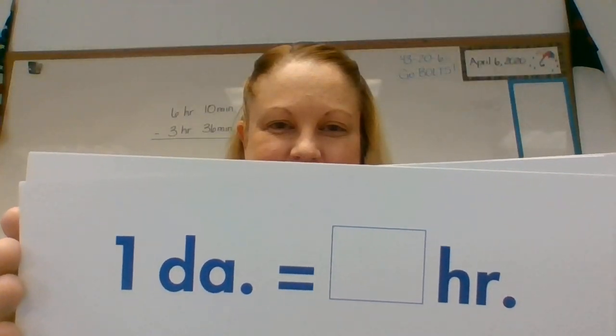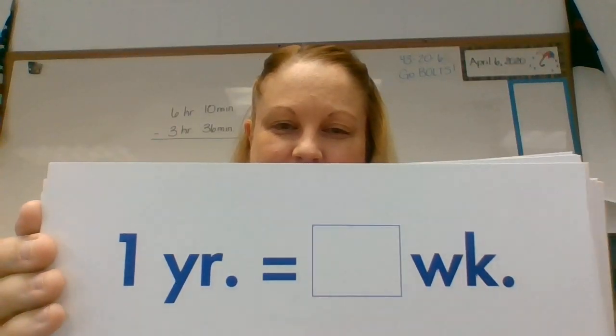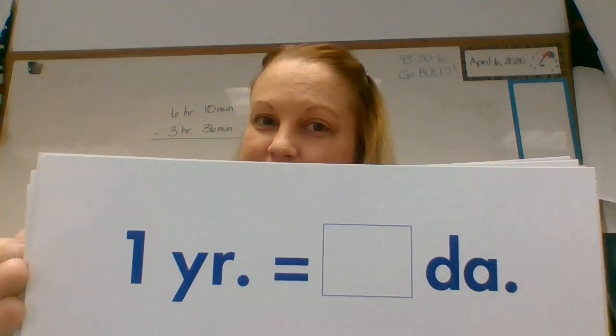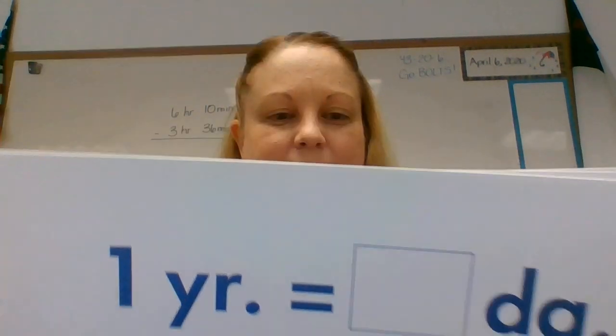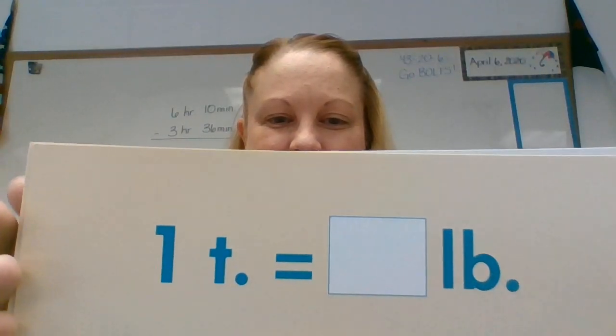60. 60, 24, 7, about 52, 365, although that seems like we've had it just that many days in March alone, right? 366, 12, 10, 20, 100, 1,000, 16, 2,000. So just a quick review of some of those measurements.